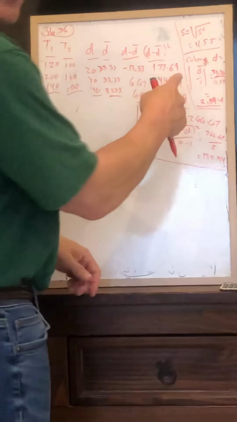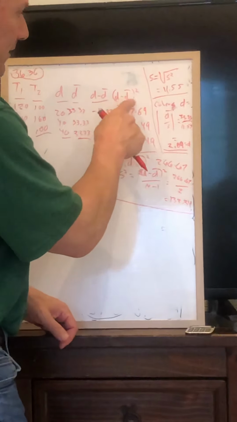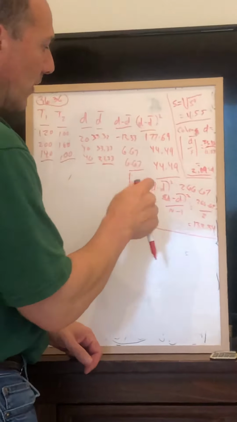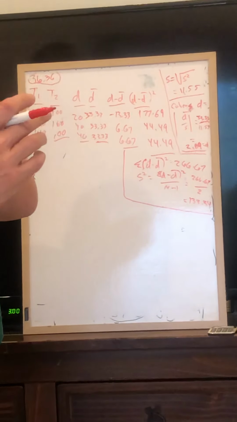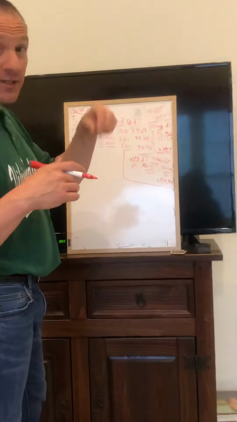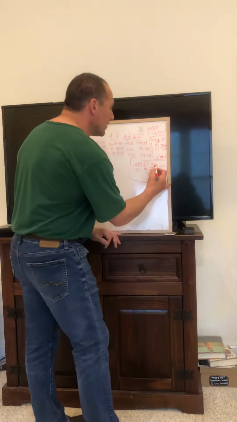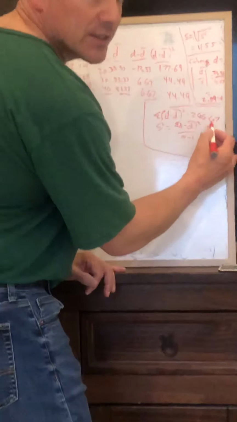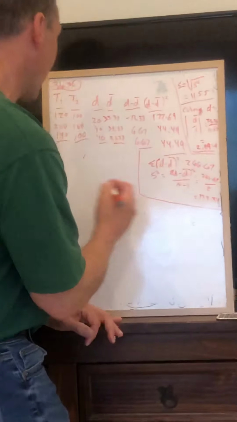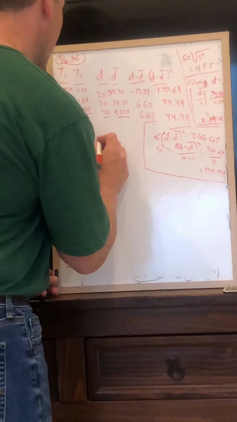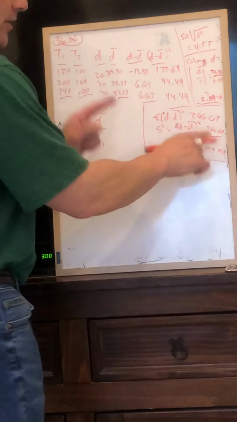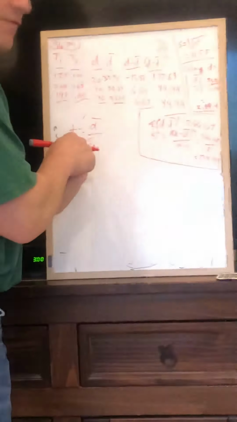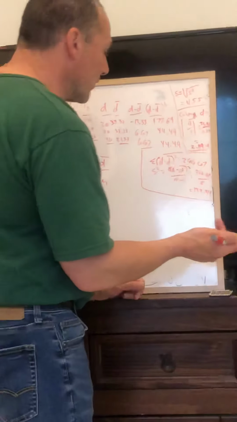And you remember we went all the way through d minus d bar squared, and we got sigma d minus d bar squared. So the sum of the squared deviation scores between each difference and the mean difference is 266.67. Now remember, t equals d bar over S sub m. So we're going to use all this information to figure out S sub m. So we're moving toward that.